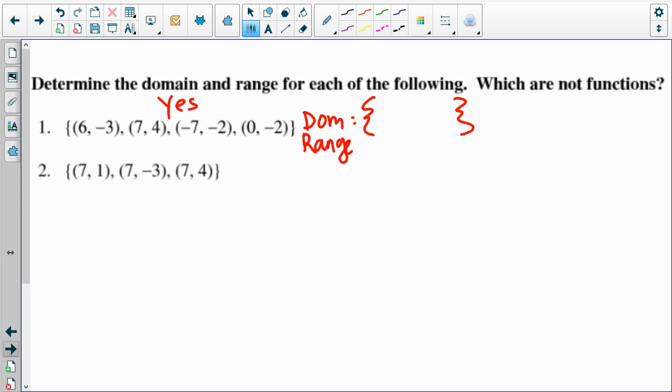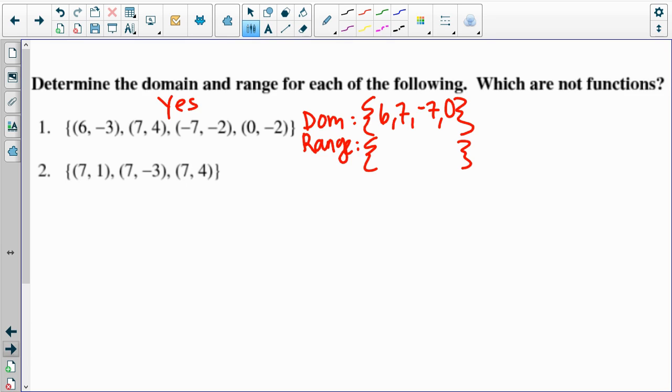All the x values for the domain. So you told me the x's are the first one, so everybody tell me, what's our first x and go along? What do we have? 6, 7, -7, 0, and 0. The x's are your domain. The range is the y's.